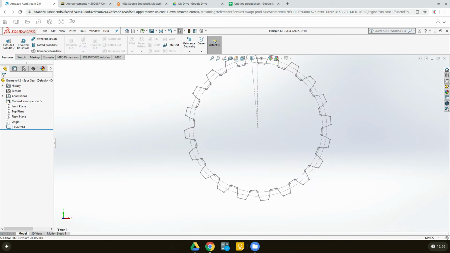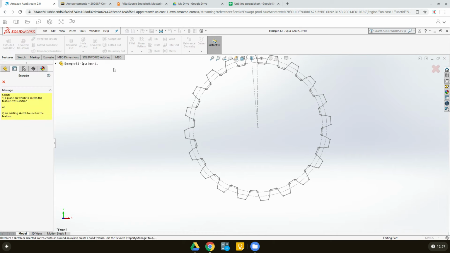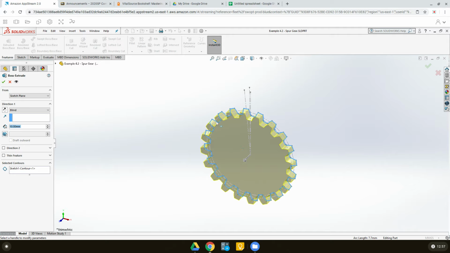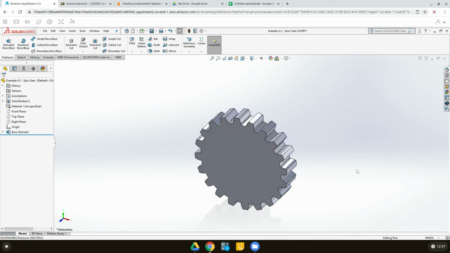Okay, now next is we need to provide a thickness to this sketch. So extrude and select the gear, the sketch, and the thickness is 25 millimeters. So I'm going to change that to 25 millimeters. And here is how our gear tooth gear looks like. We are not done yet. We need to do a couple of things.